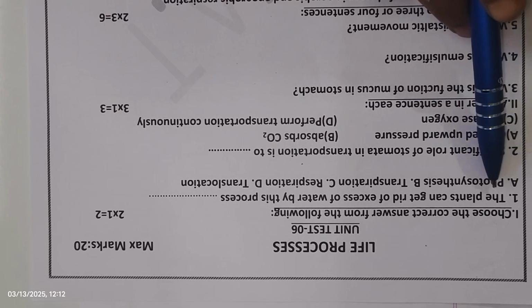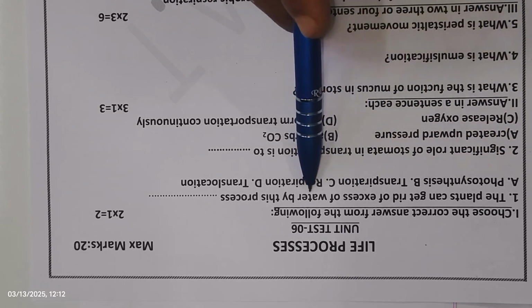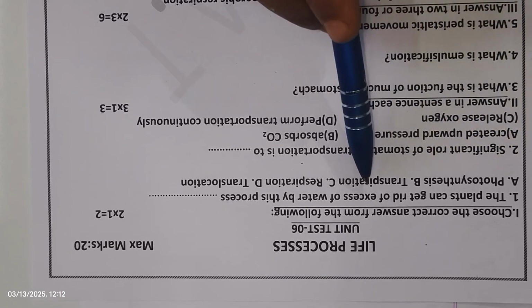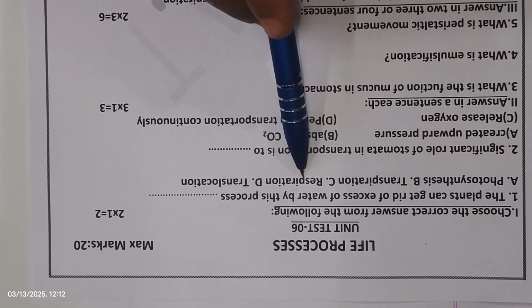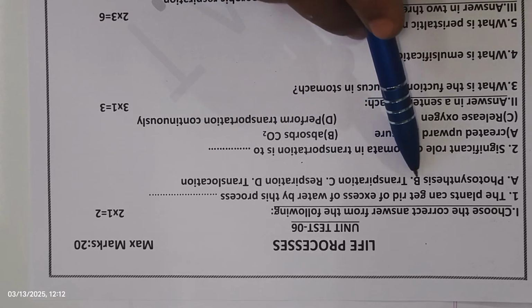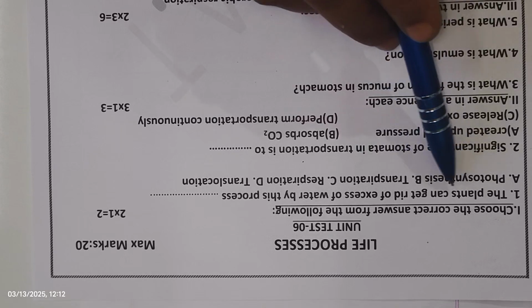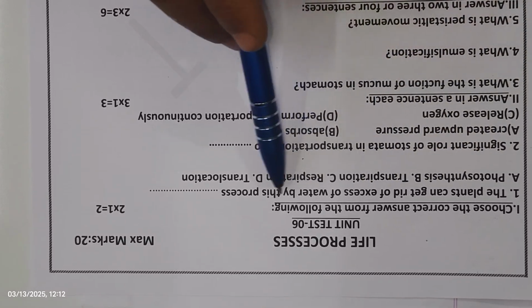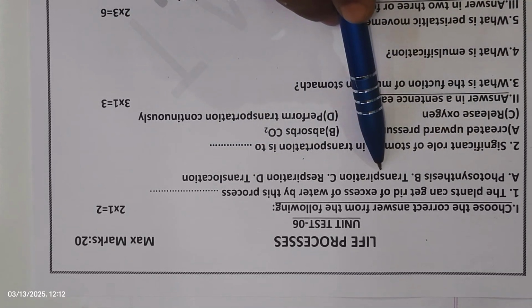Question 1. The plants can get rid of excess of water by this process. Options are photosynthesis, transpiration, respiration, translocation. So answer is option B, transpiration. So plants can get rid of excess of water by the process transpiration.